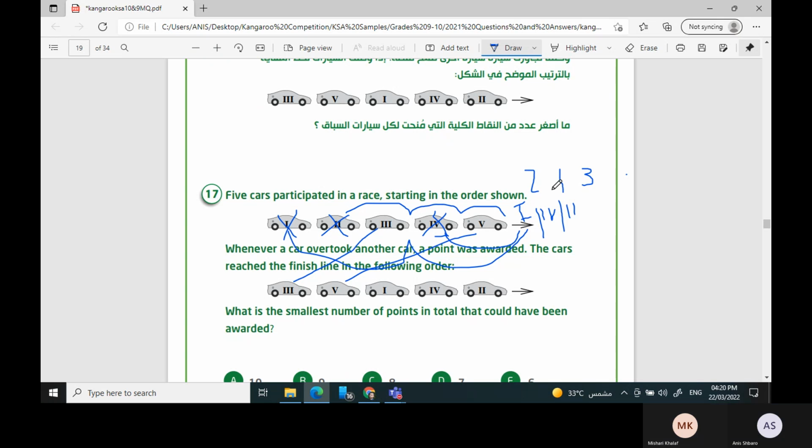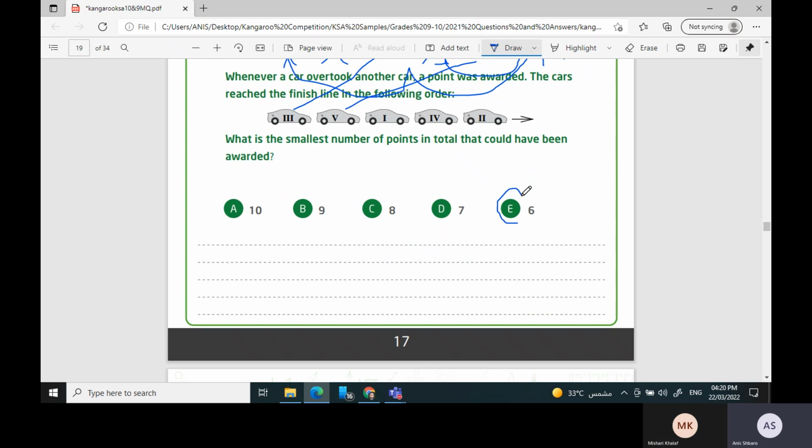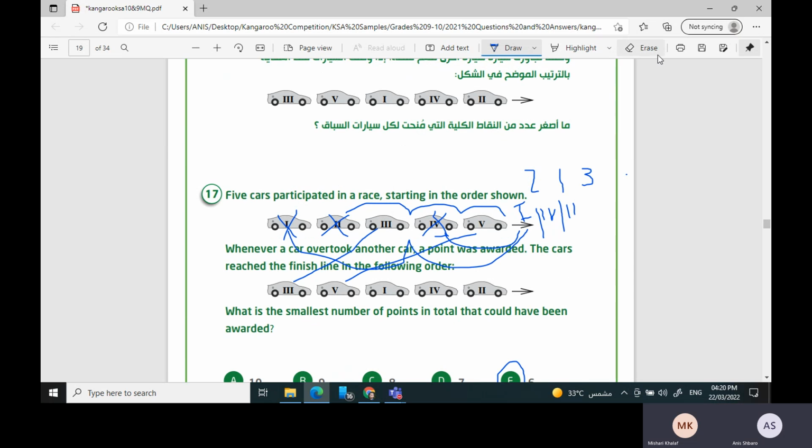So we are fine till now. Do you want to make any change? No. Okay, so how many points did I get? We got 5 points. Sorry, 6 points, yes. So E is the right answer. Okay, let's try it in your way.